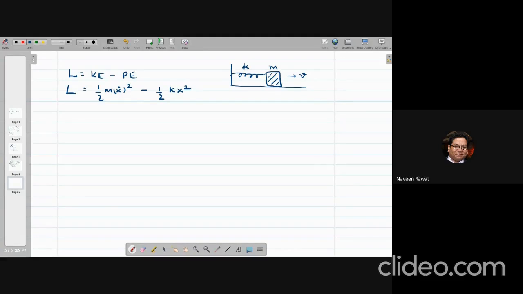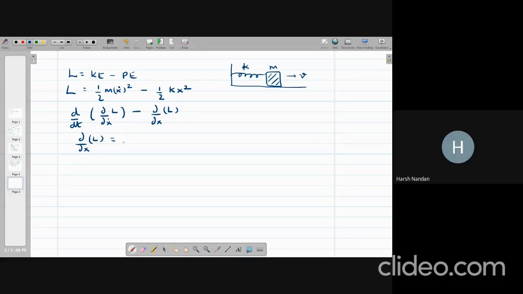We are familiar with this Lagrangian. All we have to do now is calculate this equation: d by dt of the partial derivative with respect to x dot of L, minus the partial derivative with respect to x of this Lagrangian. So let's calculate the partial derivative with respect to x of this L. That means we don't care about the first term; only the second we have to worry about.